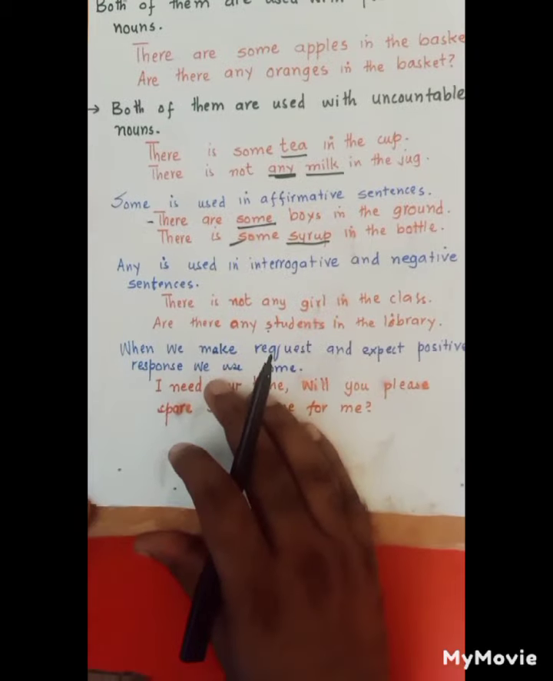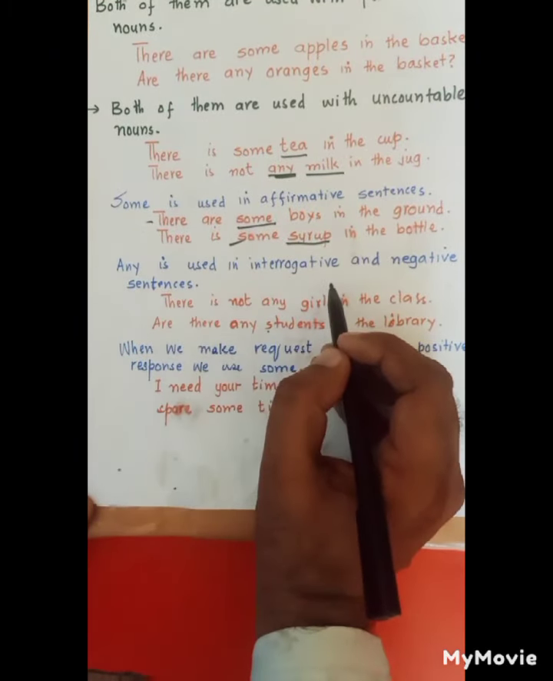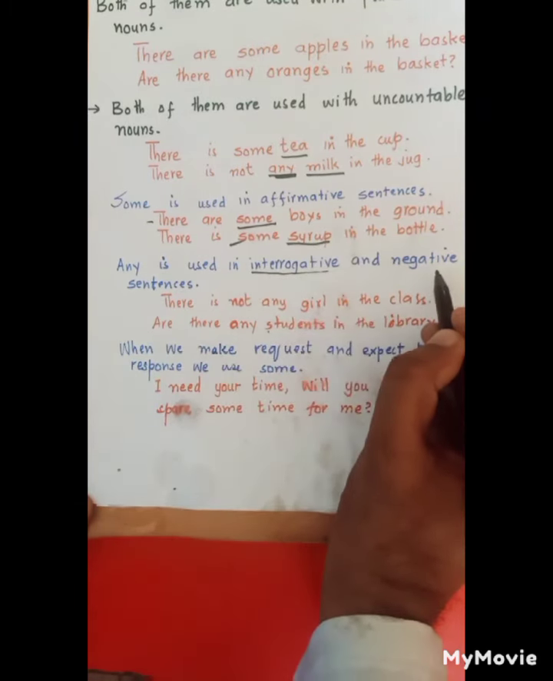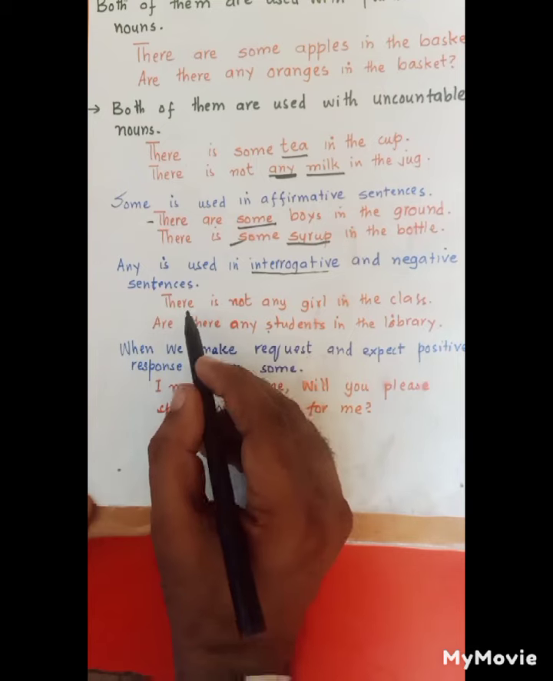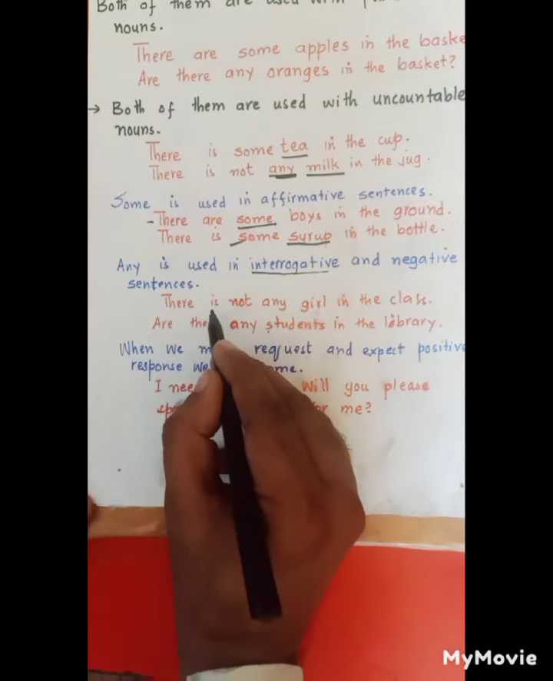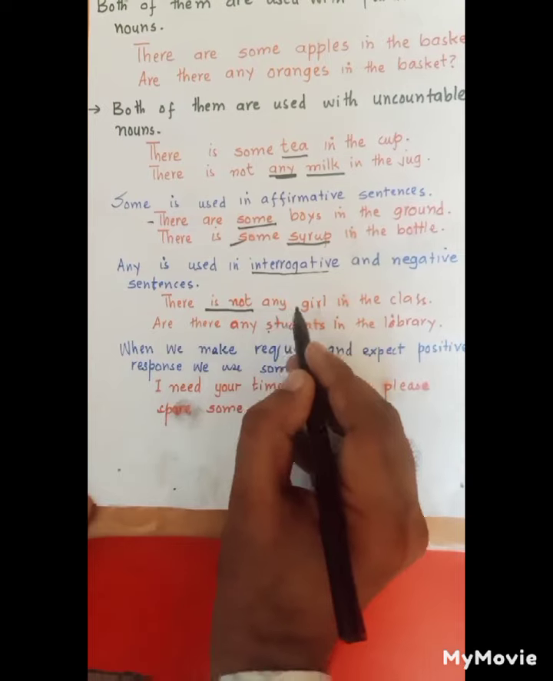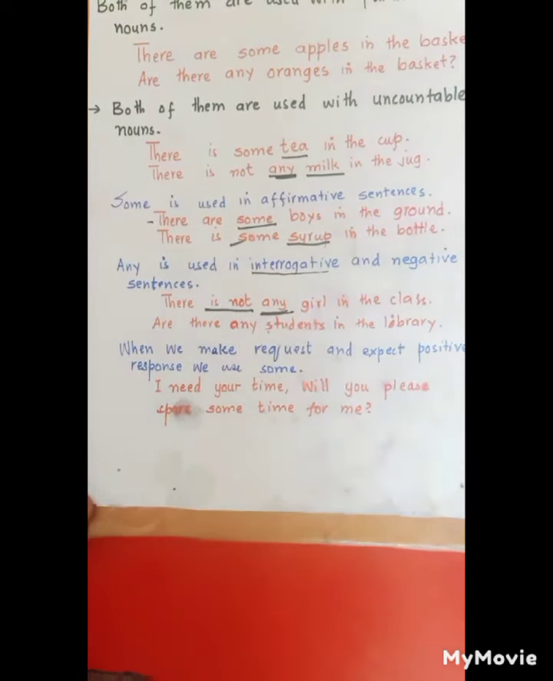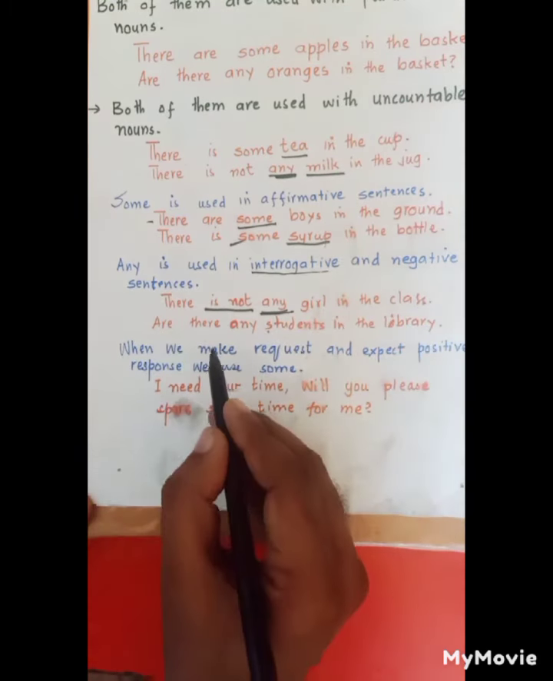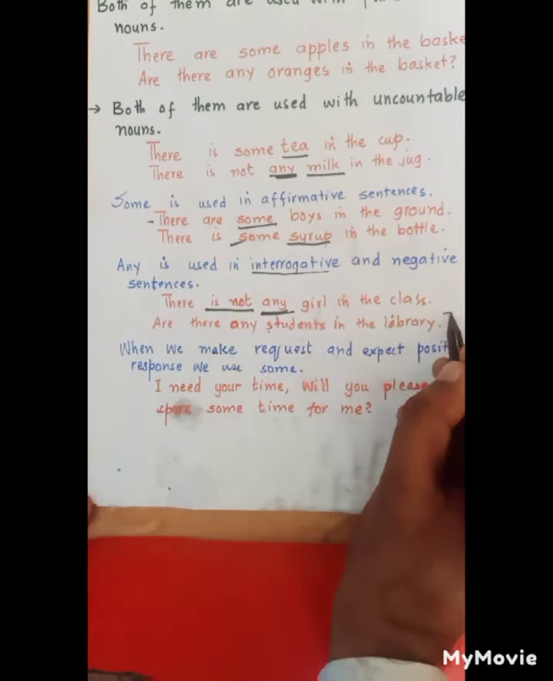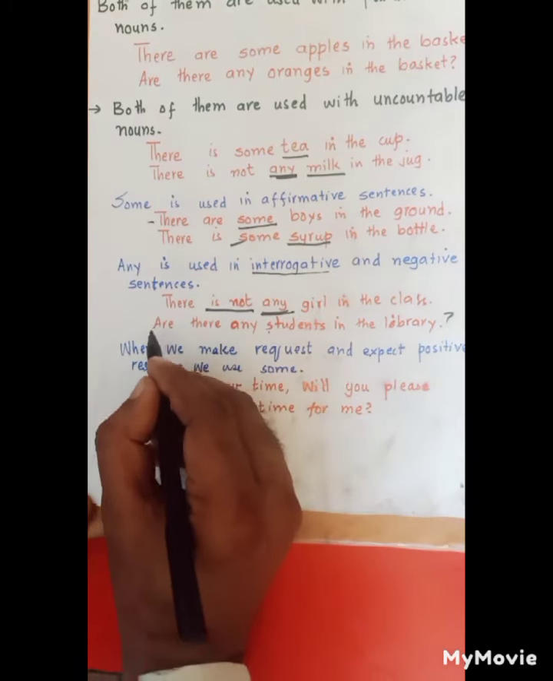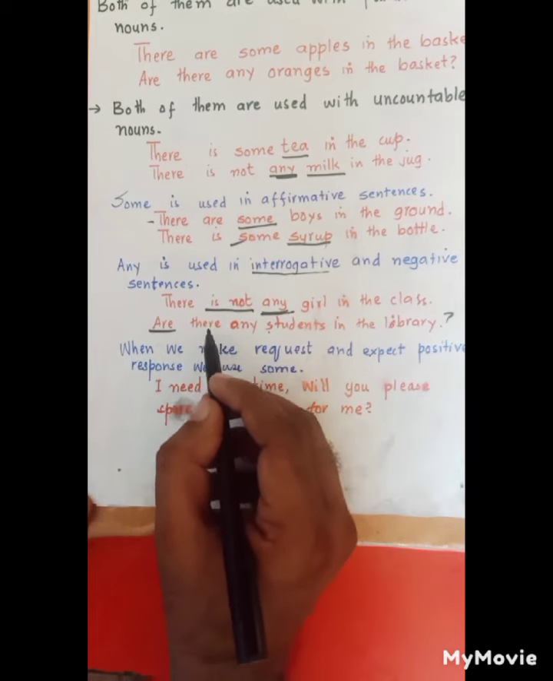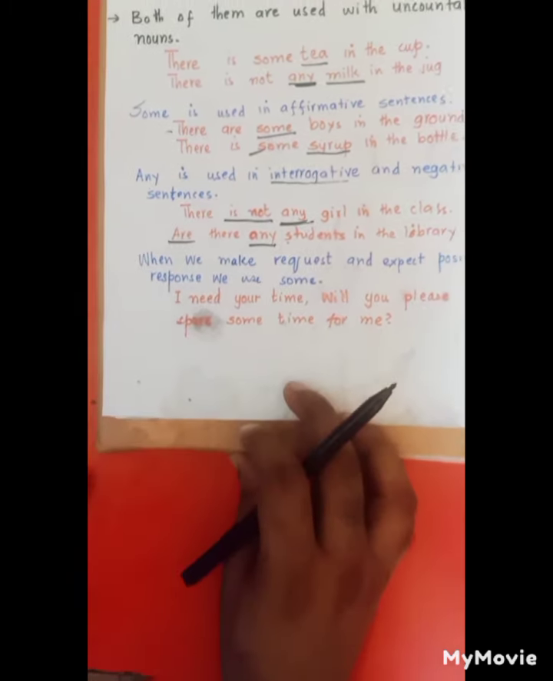Any is used in interrogative and negative sentences. There is not any girl in the class. This is a negative sentence. With negative sentences we use any. Are there any students in the library? This is a question, an interrogative sentence. With interrogative sentences we use any, we don't use some.